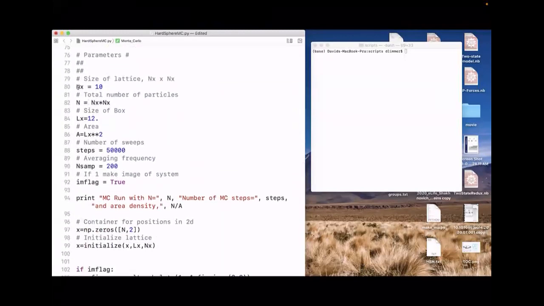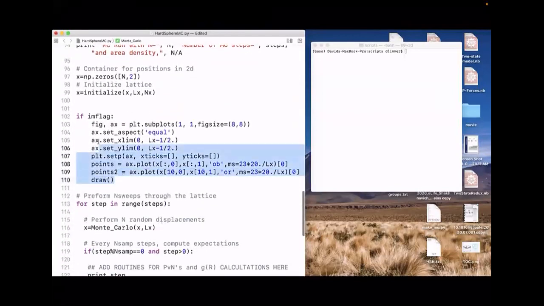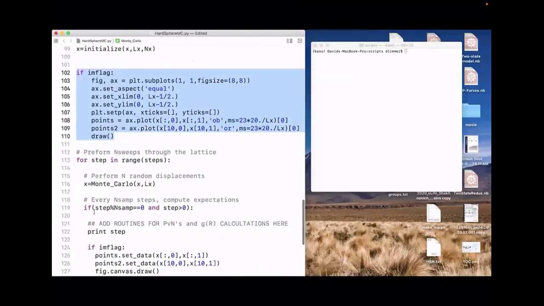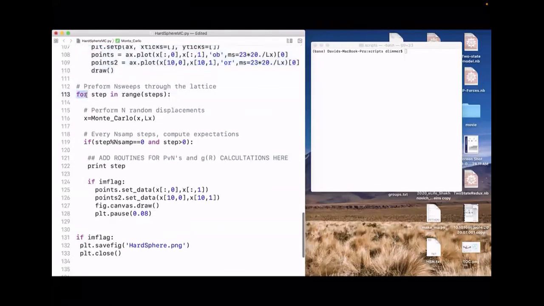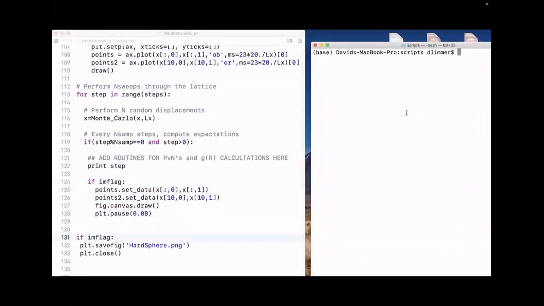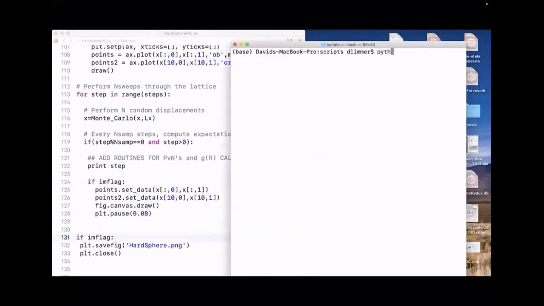So here are some example parameters for a 100 particle system in a box that's 144 sigma squared units. I've written a little function that will let you actually see the system and produce little drawings over the course of some sweeps through the lattice. And so let's just go ahead and print out using this image flag being set on and see what that would actually look like. So running the code, let's make it bigger so you can see. Python executing this code, just with python hard sphere mc.py.